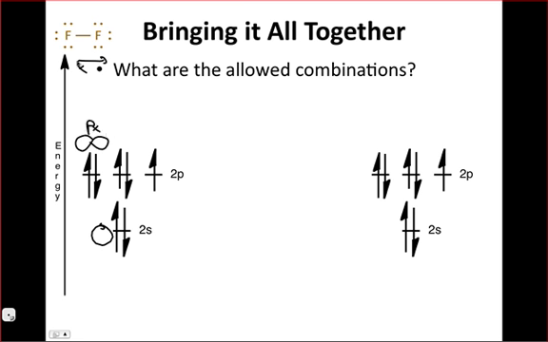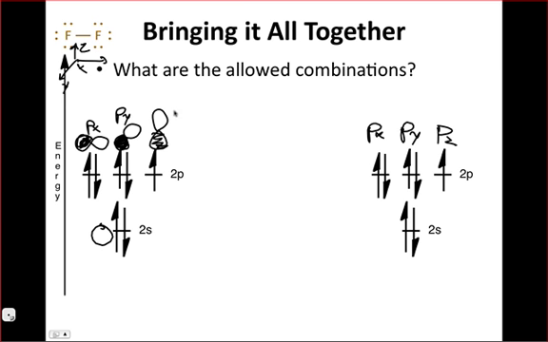2py we're going to call the axis coming directly out at us. And so drawing this kind of in 3D as best I can, it would be something like that for the py. Then the pz is going to be just the vertical axis. And so that would be just pointing straight up and down like so. Of course, the same goes for the orbitals over here, px, py, and pz. So what are the allowed combinations?